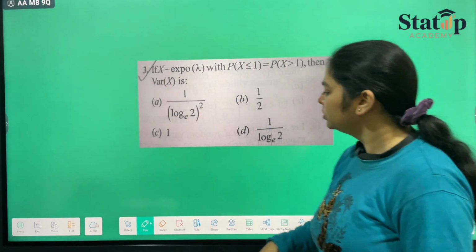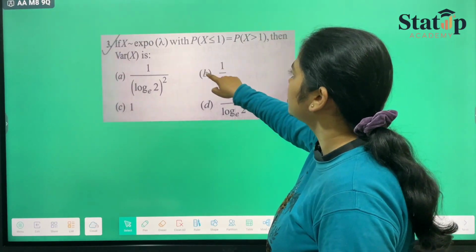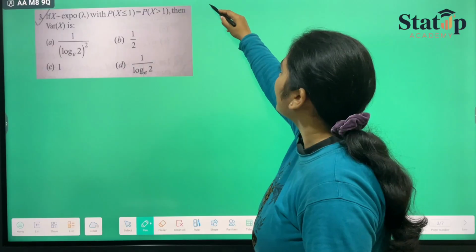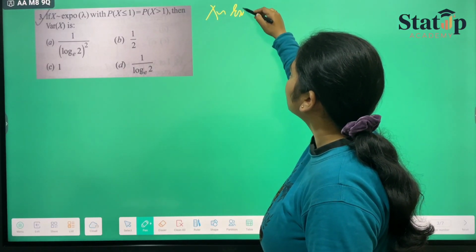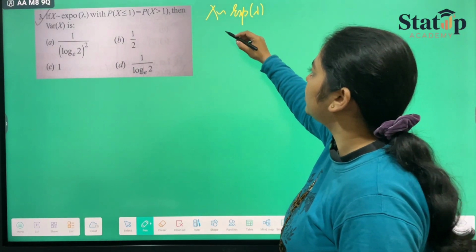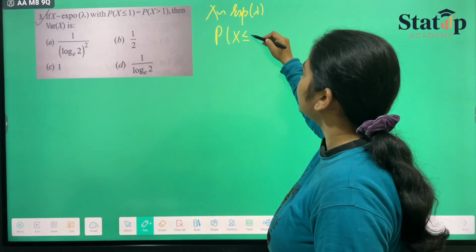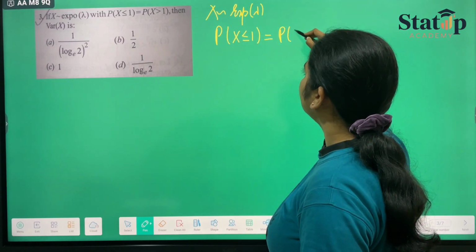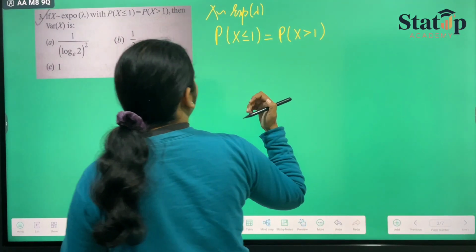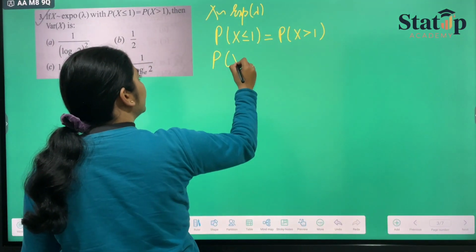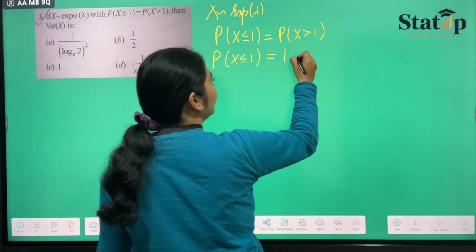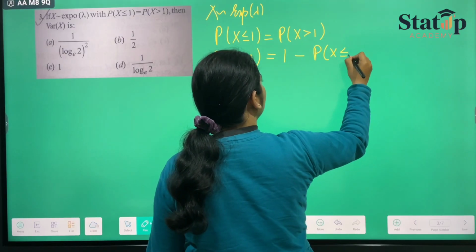Now moving forward, this question has been provided to us where x follows exponential lambda. Here instead of theta they have given us lambda, and they have given us the probability that x is less than or equal to 1 is equal to probability that x is greater than 1, and they have asked us to find variance of x. From here also we will solve the probability first. Probability that x is less than or equal to 1 should be equal to this greater than 1. I can write it as 1 minus probability x is less than or equal to 1.